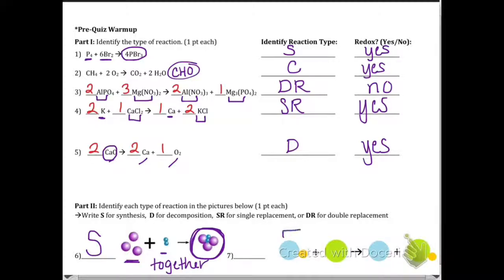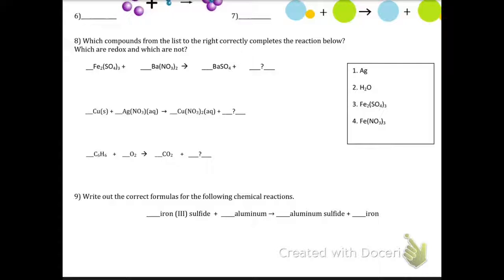Okay, now looking at the next one. Here you have a pair and a single. Then you have a single and a new pair. So the word single tells you that it's a single replacement reaction. All right, so you're going to get some pictures on your quiz, so be wary of that. All right, this next part here, you had to find the missing piece and balance the equation.